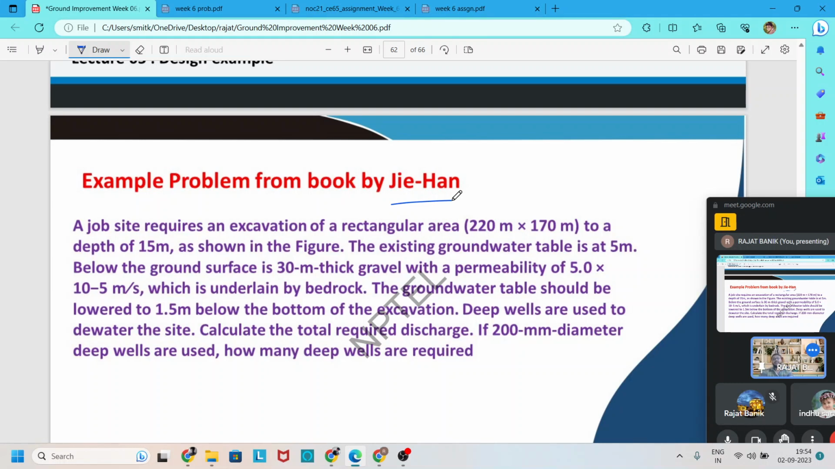So here it is said that a job site requires an excavation of a rectangular plan area, which is given as 20 meter by 170 meter.